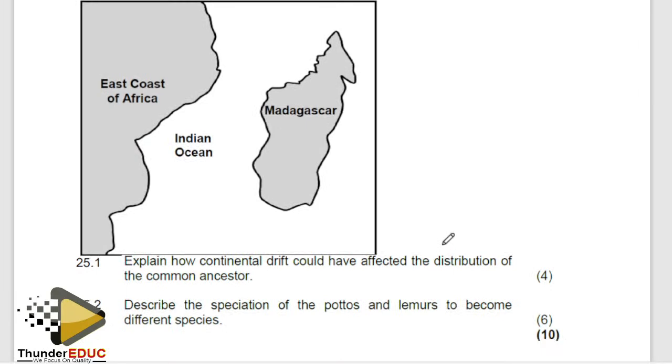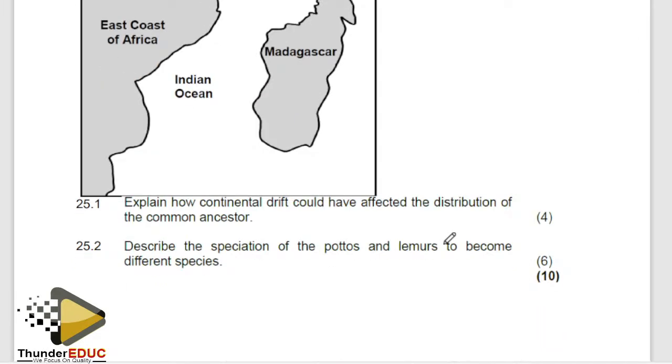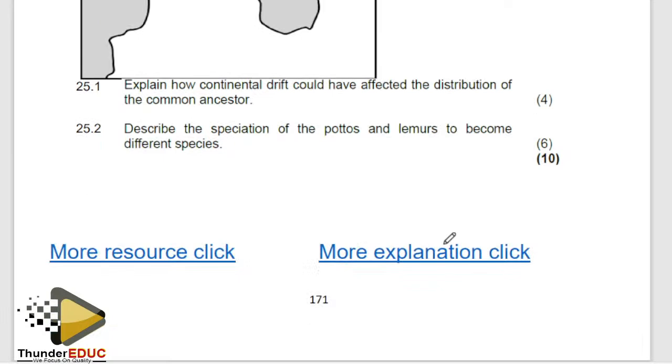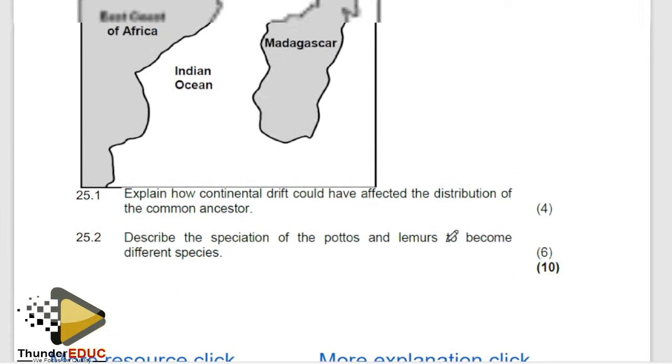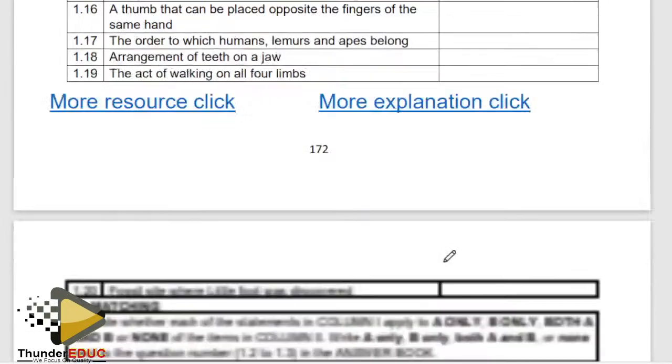Explain how coronal drift relates to common ancestors. It's how speciation led to species like lorises and lemurs becoming different species. So it's the same thing we were trying to explain.